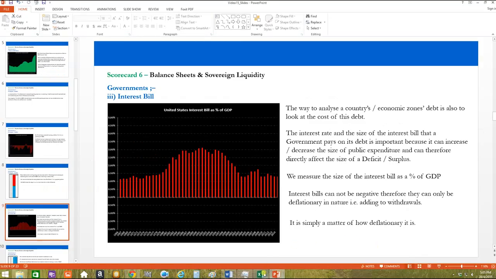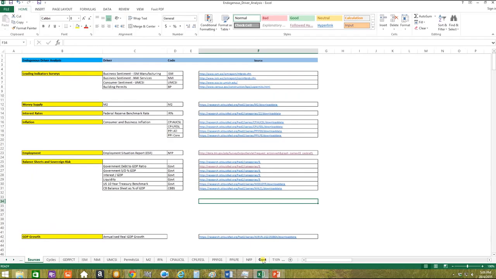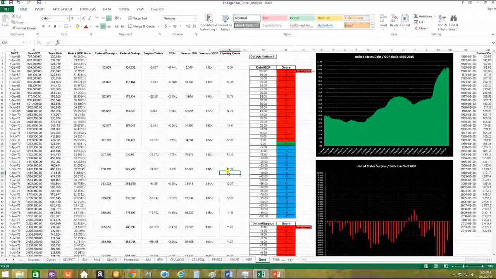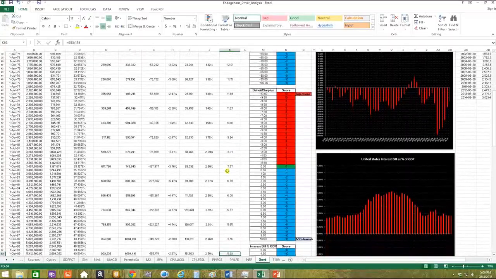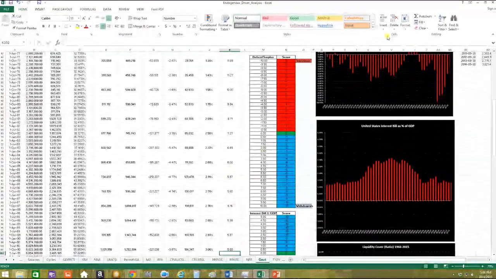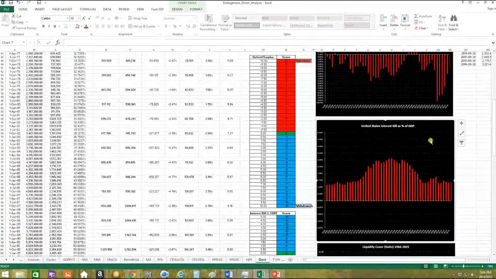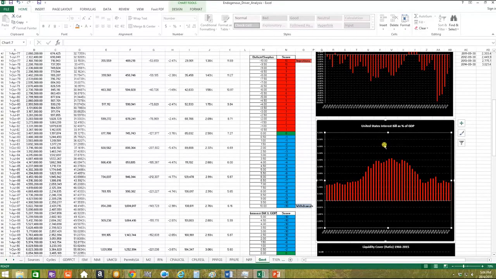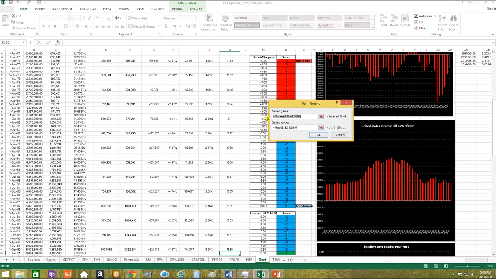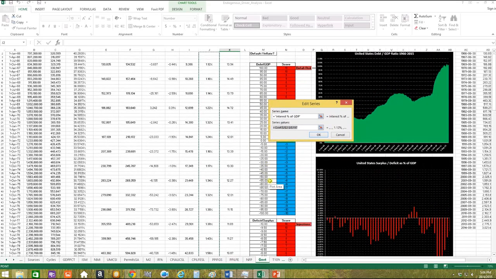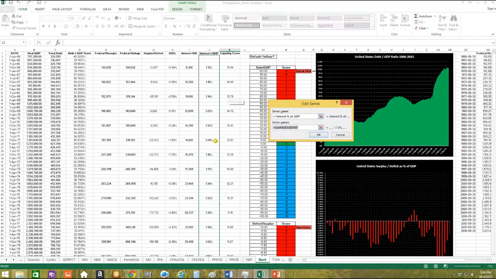Let's go over to the spreadsheet and see what we're referencing here. If we go back to the government section, we have a look at the interest bill as a percentage of GDP. We'll take our normal shortcut here, select our data, click on our variable, and reference the cell that we're going to be looking at. Reference the column, and we're going to be looking at column J.